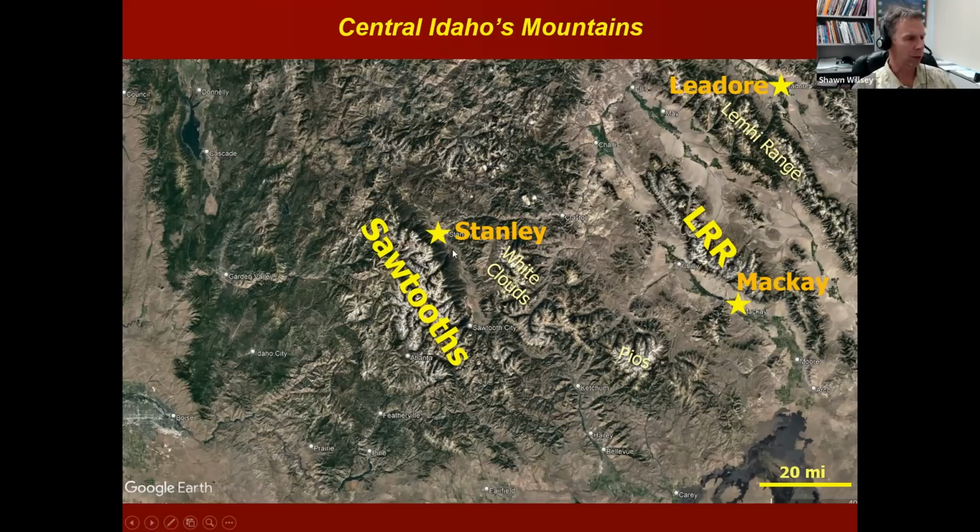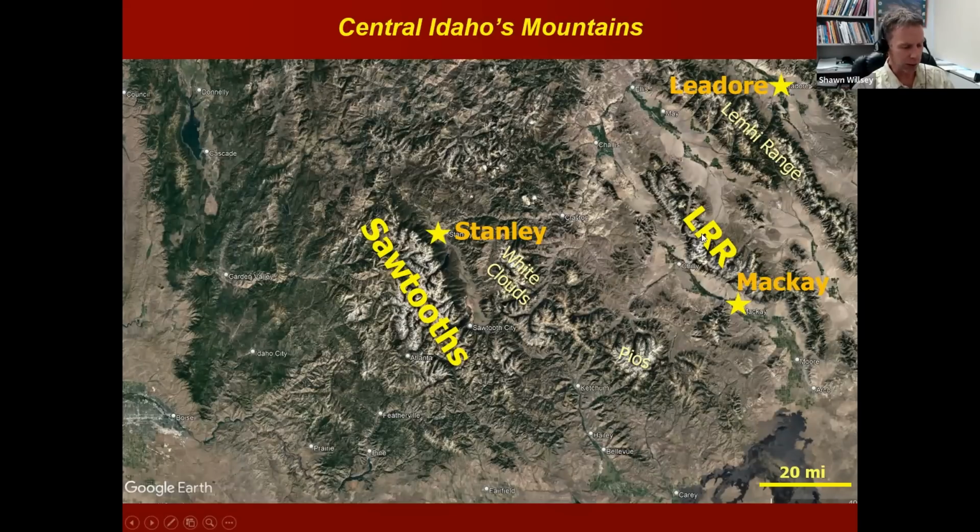Of course, we've got many folks in the Stanley area, and Stanley sits at the base of the Sawtooth along the Salmon River, right at the foot of these big mountains here. So we're going to focus much of our time tonight on the Sawtooth. We've got the White Cloud Mountains here, the Pioneer Mountains here, the Lemhi Range off to the east, but we're also going to focus on this big mountain range here, the Lost River Range, LRR.